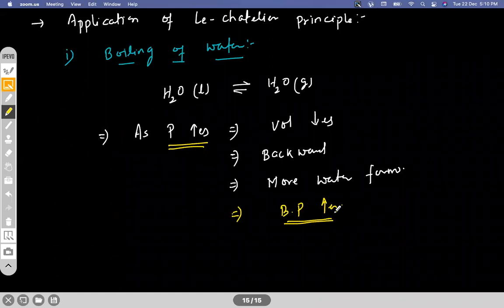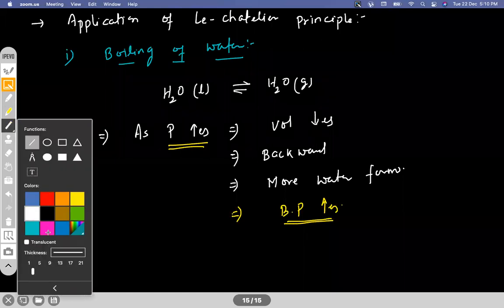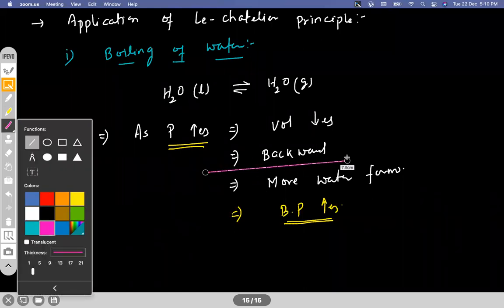Acha, I'll explain it. See, what is happening here, you see. Pressure increases, we have a backward shift. Backward shift means more water forms. Do you have any doubt in this? Pressure increases, why backward shift? Did you understand till here? Please respond, all of you. Till here, did you understand? It's fine. This one also it's fine. Last point, yes, I can understand the last one.